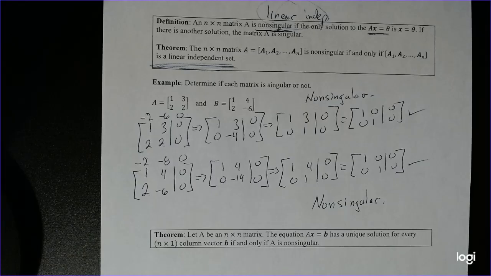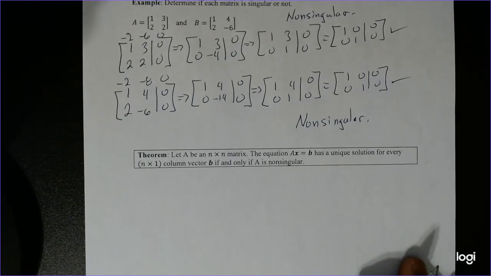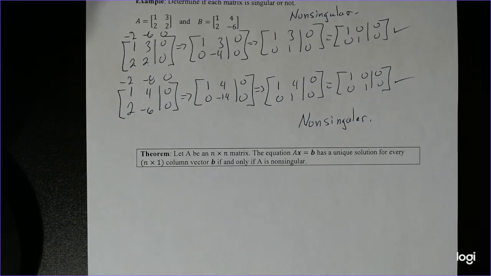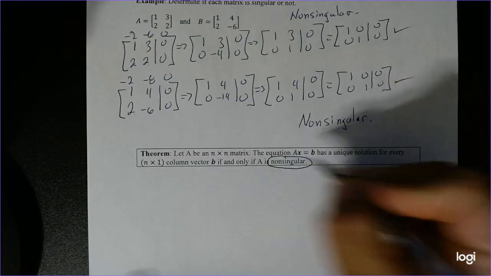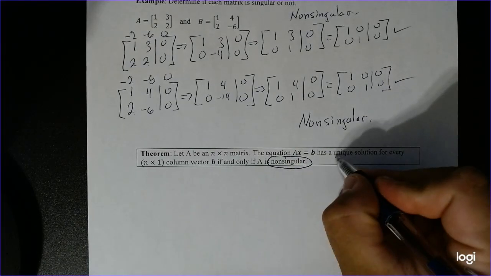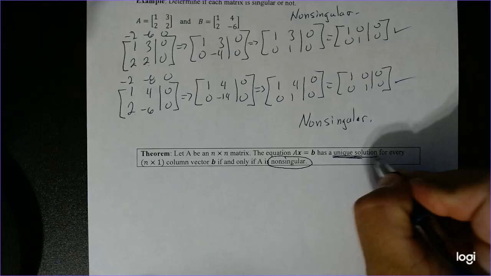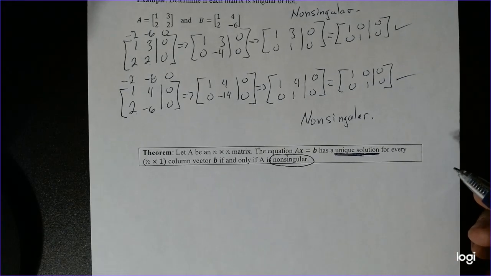Okay. And then we finish up this part with a very interesting theorem down here. Let A be an n by n matrix, so still a square matrix. The equation Ax equals B has a unique solution for every n by 1 column matrix B if and only if A is non-singular. That's a key thing. And again, with the unique solution, meaning there's only one, right? So it's not infinitely many solutions. It's a nice unique one.